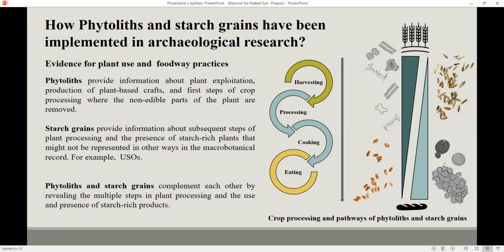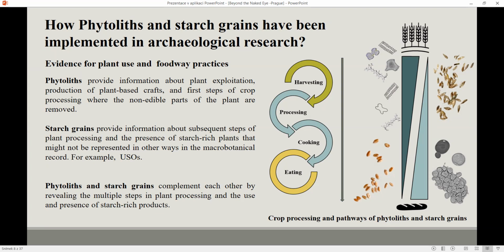as I said, the first steps of crop processing, where the non-edible parts, the chaff and the leaves, are removed, as we can see here. Once we move further in the crop processing sequence, we see how starch grains tend to be more informative for further steps in the sequence, identifying the presence of starch-rich resources that normally do not survive, and for example, recovered from grinding tools or utensils used during cooking activities.